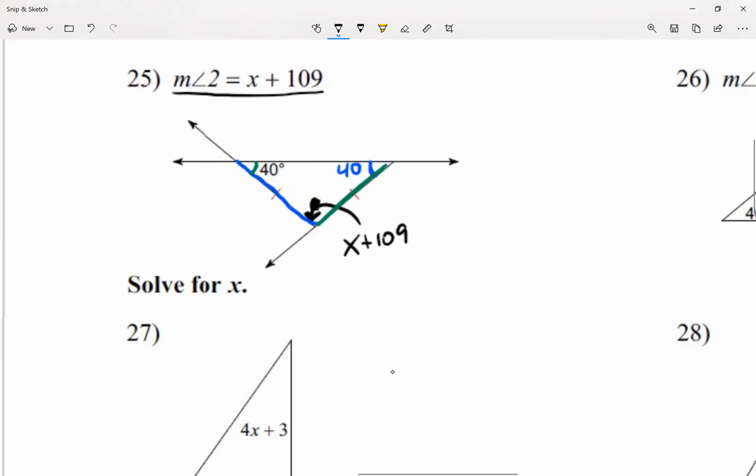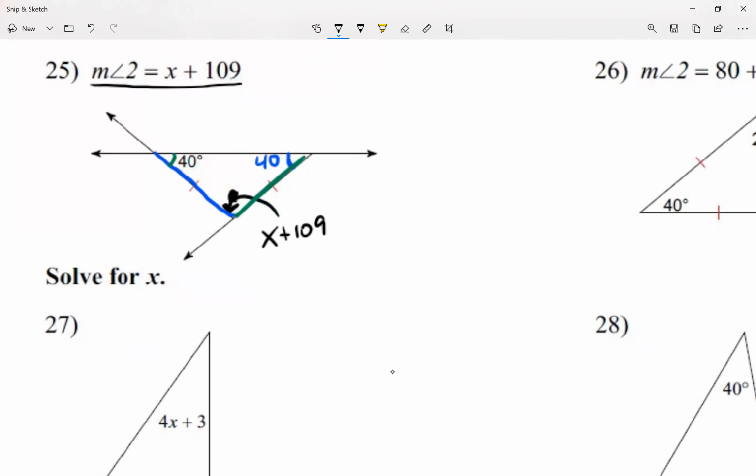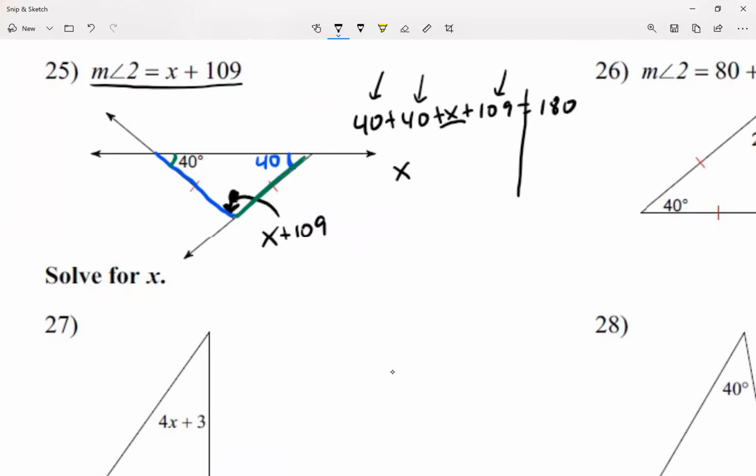Now I have all three angles of a triangle. So let me add everything: 40 plus 40 plus x plus 109 equals 180. Let me write my x a little better. I added the three angles of my triangle and it is equal to 180. Let me separate them through the equal sign. When it comes to letters, I just have x. When it comes to numbers, 40 plus 40 plus 109, that is 189. And I know all this is equal to 180.